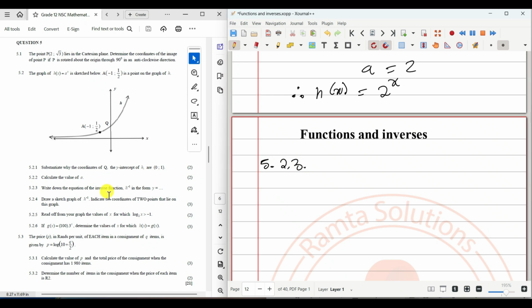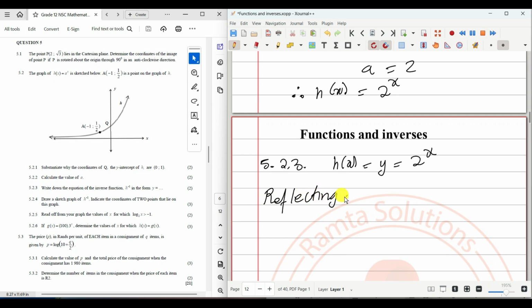Now 5.2.3. Determine the equation of the inverse function h to the -1. We know h of x or y, it's up to you guys, is equal to 2 to the x. You can, with confidence, say h inverse will be log x base 2. But let me show you.